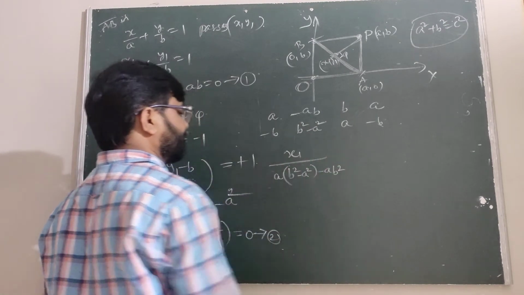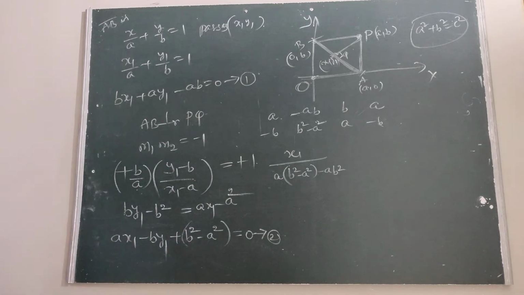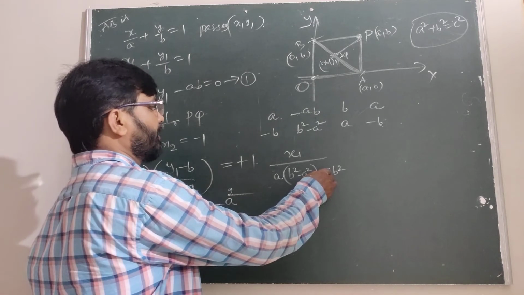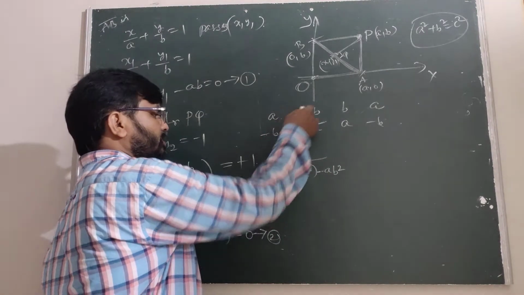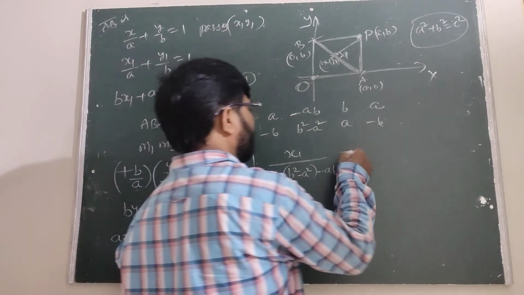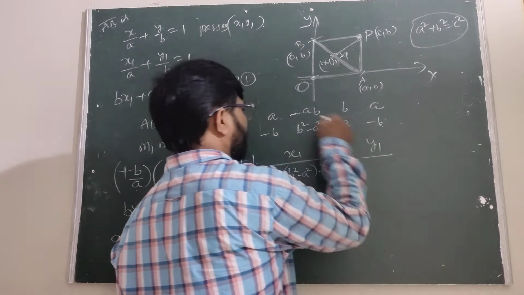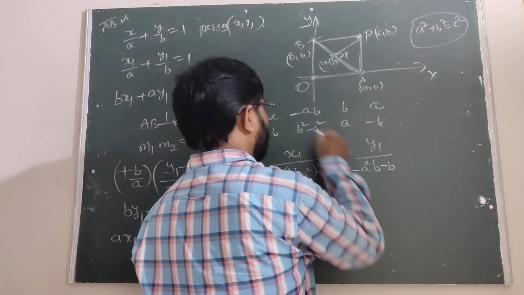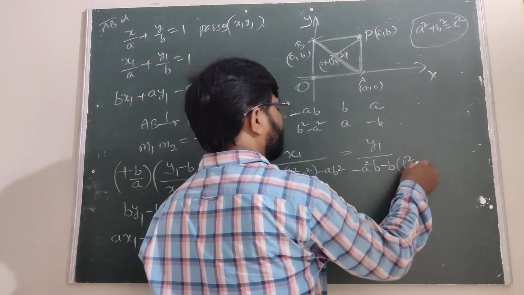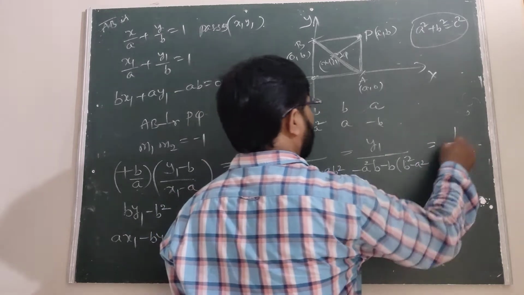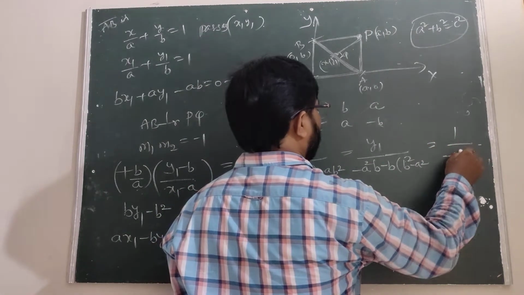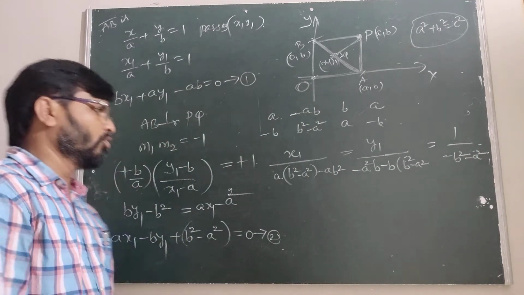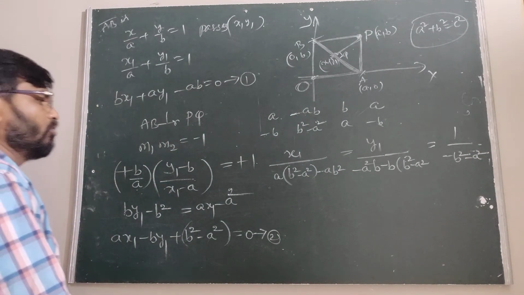Is it clear? How to write this one? x1 is a into b square minus a square, then taking here minus into minus is plus ab square. Now the next step is y1 by, this is the minus of a square b minus b into b square minus a square. The 1 by we can write minus b square minus a square. Is it clear?